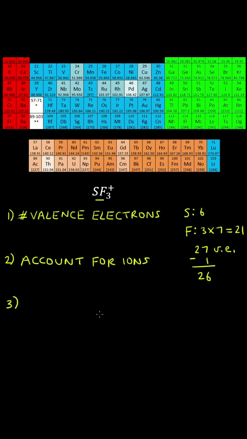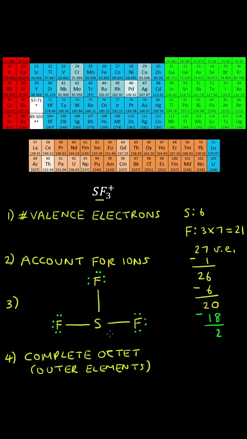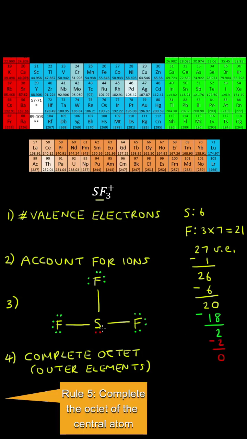And now we sketch the skeletal geometry with the least electronegative atom in the middle and attach that to the other atoms using single bonds. So in each bond, 2 valence electrons are shared, and now we assign the remaining valence electrons to the outer atoms to get a complete octet, and now we assign the remaining electrons to the central atom to complete its octet. This is our final Lewis dot structure.